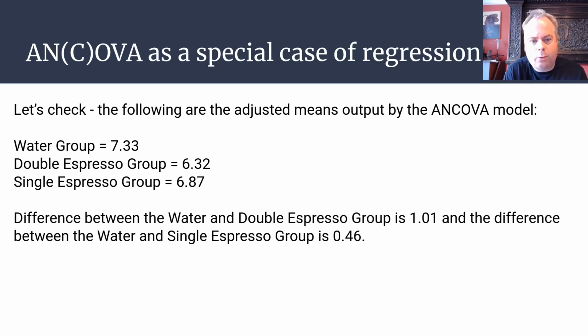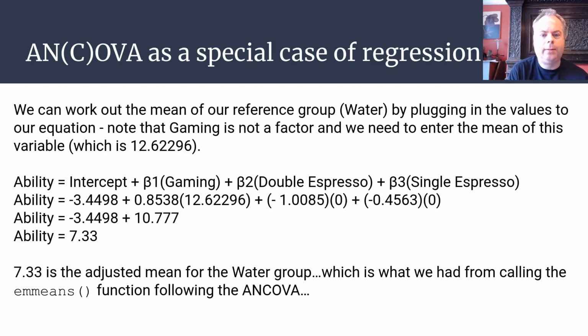And we can check that quite straightforwardly by looking at the adjusted means that we got in our ANOVA output. And we see that the difference between the water and double espresso group is indeed 1.01, and the difference between the water and the single espresso group is indeed 0.46. And we can actually work out things a little bit further if we want to. I'm just going to do this for the water group here. We can work out the mean of our reference group, the intercept, by plugging in the values to our equation.